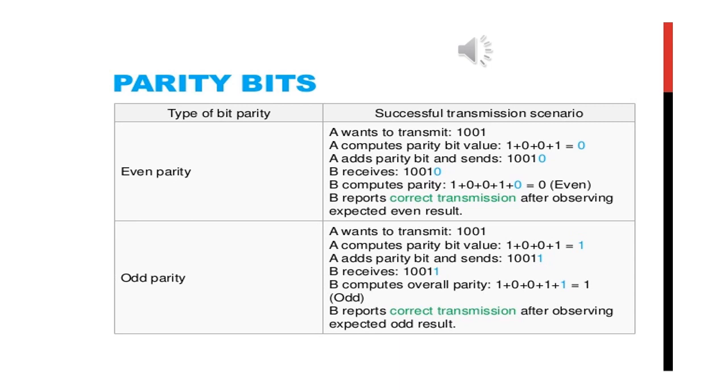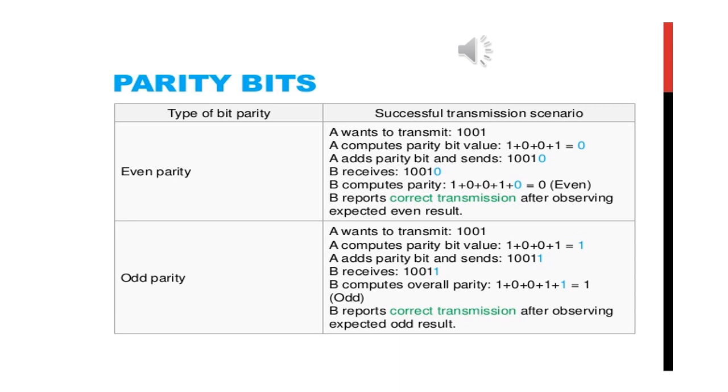In the example, A wants to transmit 1001. Here the number of ones is 2, which is an even number. If that is the case, then the parity bit is 0. So A will append 0 at the end of the data to be transmitted, that is 10010. This is the data being transmitted to B. B receives the data, and B also computes the parity; that is, it checks the number of ones in the data being received.